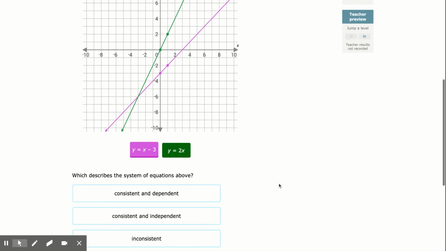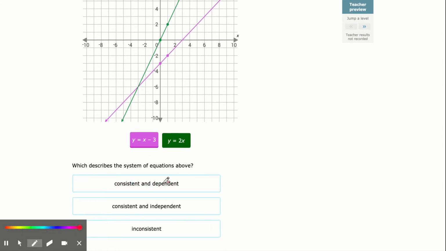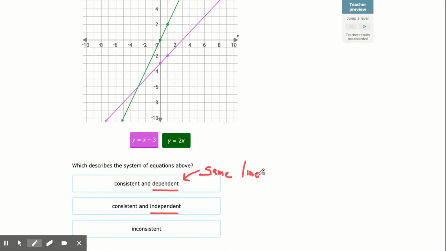Now, this is how we decide which it is. I first focus on the dependent versus the independent. If it's dependent, that means it's actually the same line, or the same equation. Nothing is different. But since these are definitely different lines, different slopes and everything, it's not dependent. So this system is not dependent. It's independent. The next thing we want to decide then, is it consistent or is it inconsistent?